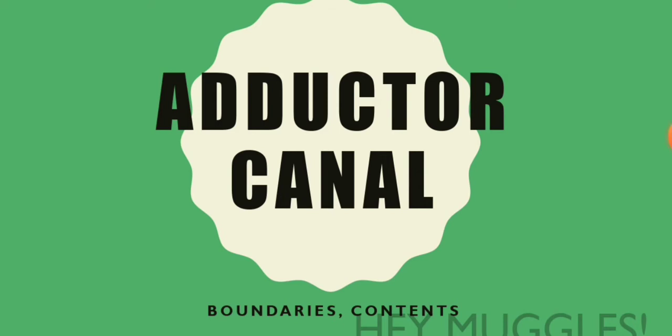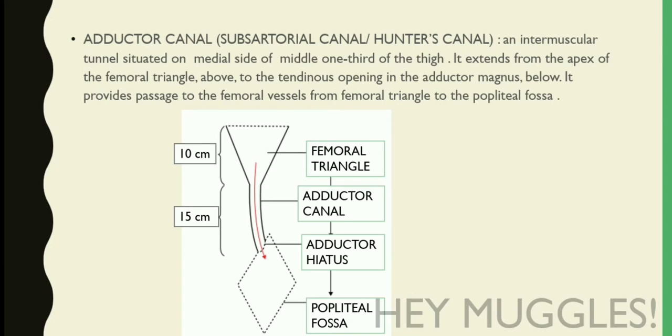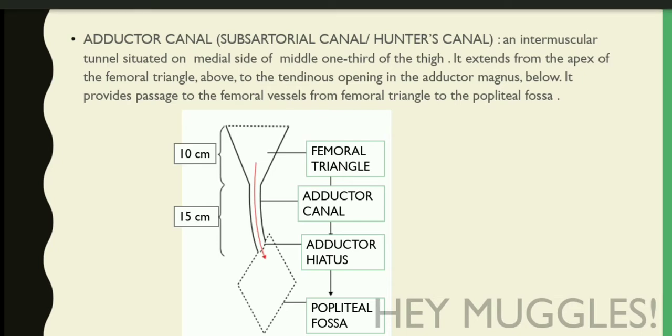So let's start. Adductor canal, which is also known as subsartorial canal or Hunter's canal, is basically an intramuscular tunnel that is present on the medial side of the middle one third of the thigh.